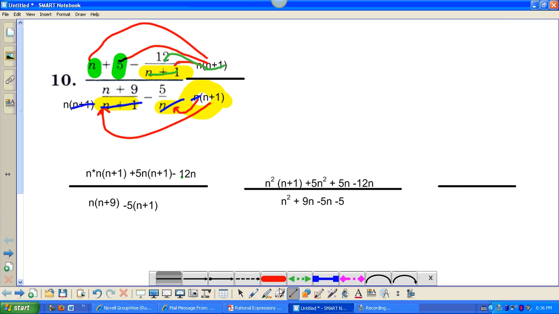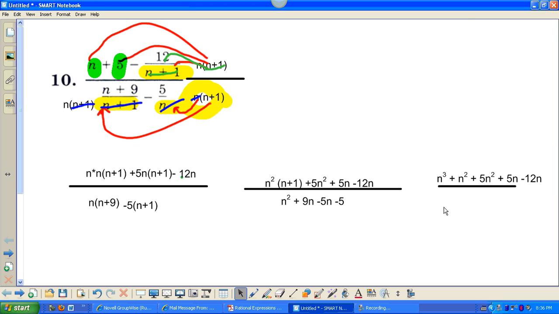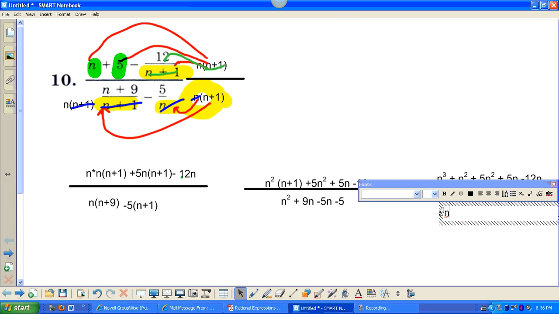Okay, so in the numerator, I'm left with n to the third plus n squared plus 5n squared plus 5n minus 12n. And in the denominator, I am left with n squared plus 4n minus 5.